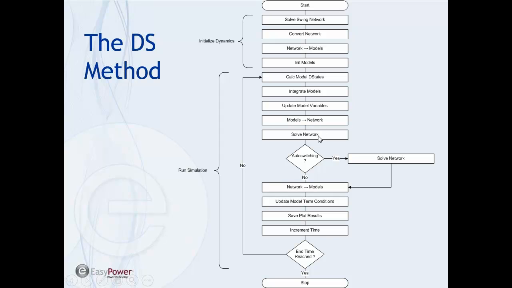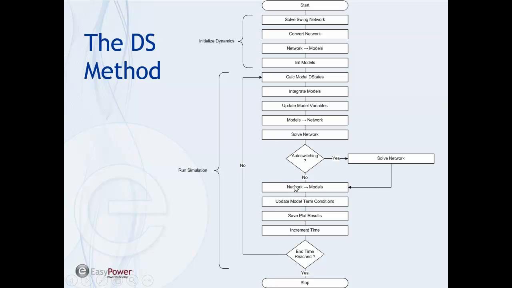So this tells us something: the network is solved on every time step. That's one of the most time-consuming components of a dynamic stability simulation, especially if your network gets large, 500, 1,000, 2,000 buses. Every time step, it's going to be solved. After we solve the network, we check for any switching that has to be done. Before we continue, we perform it, and then we solve the network again.